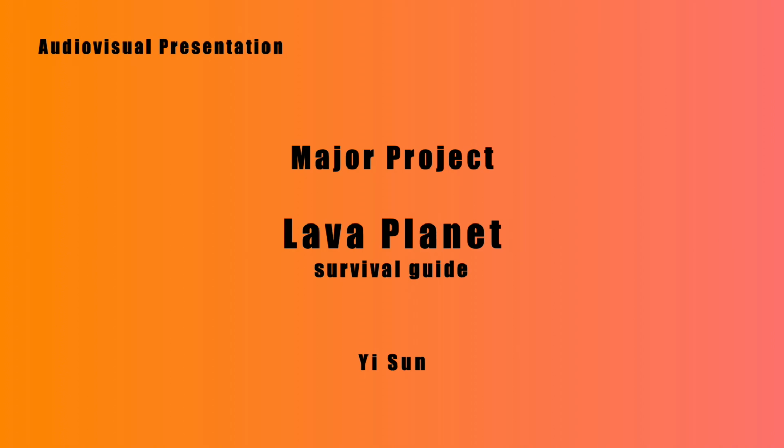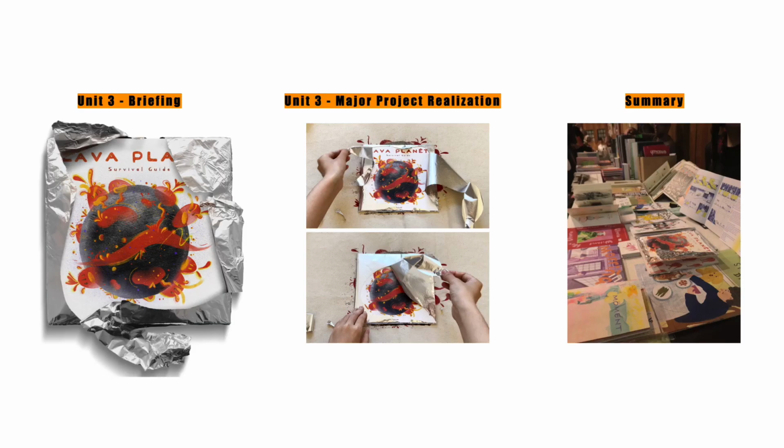So firstly, I will give you just a short briefing about the description of my Unit 3. Secondly, I will analyze the research of Unit 3 and the realization process of the major project. Then finally, I will talk about the summary of the whole Unit 1 to Unit 3.